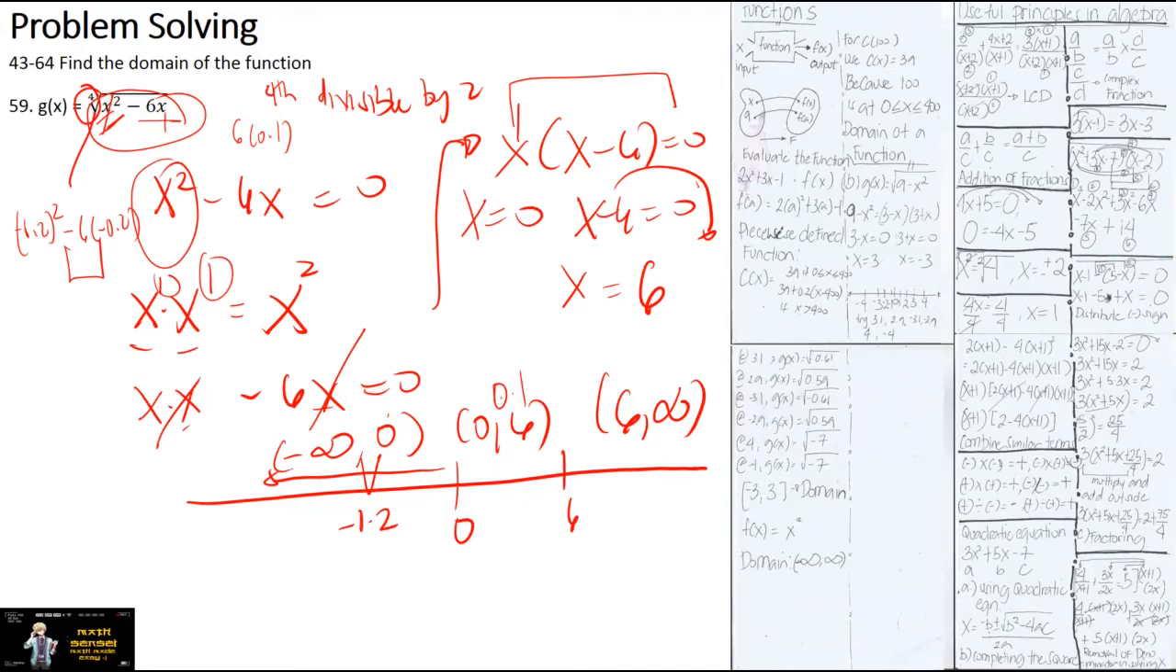So, that's 0.1. So, 0.6. Pero, 0.1 times 0.1, so that's 0.001. So, magiging negative yung sagot natin dito. So, which is not acceptable. So, hindi ito pwede.